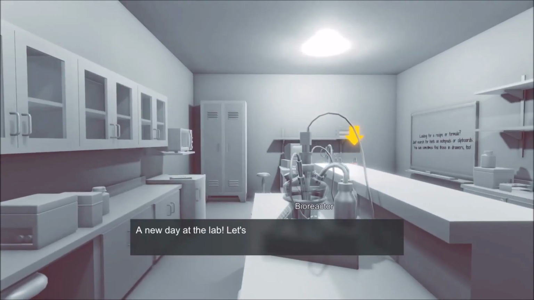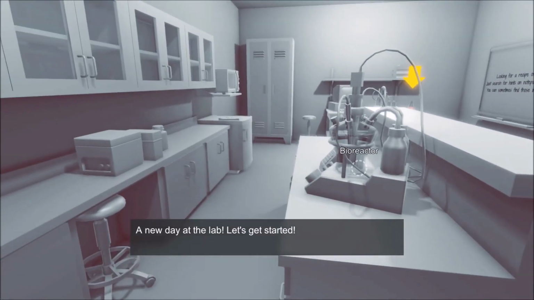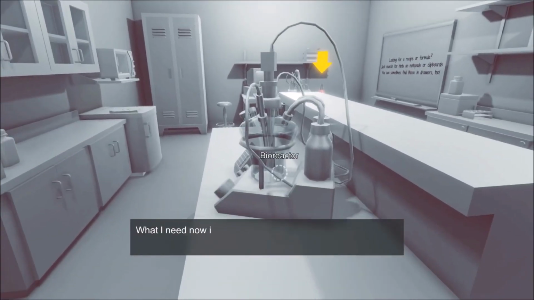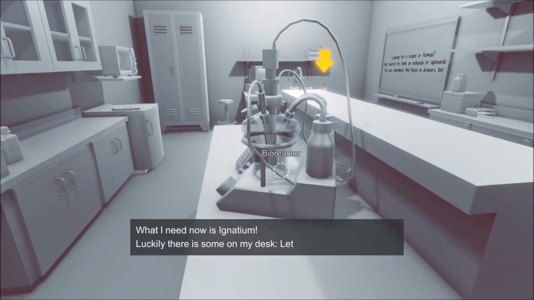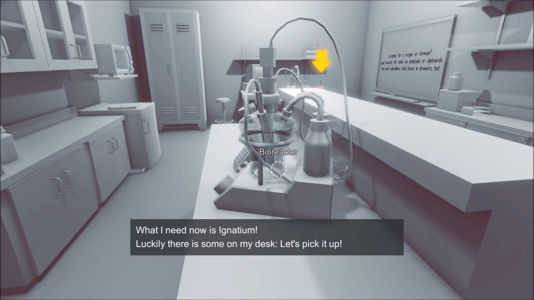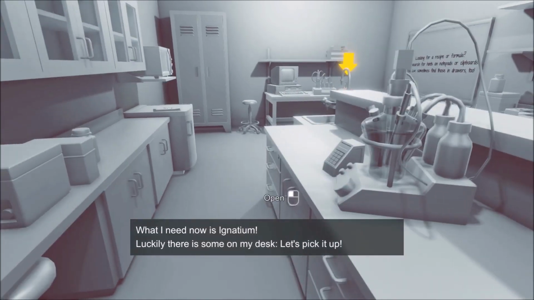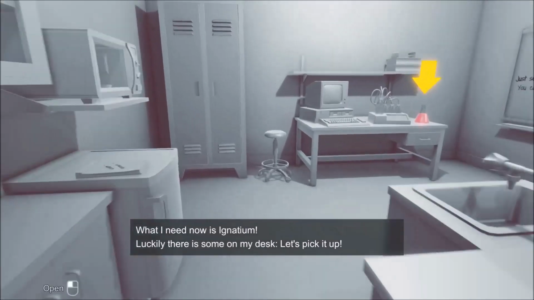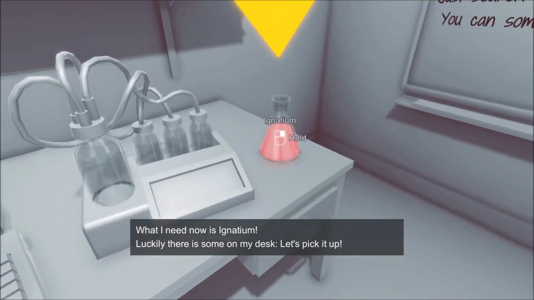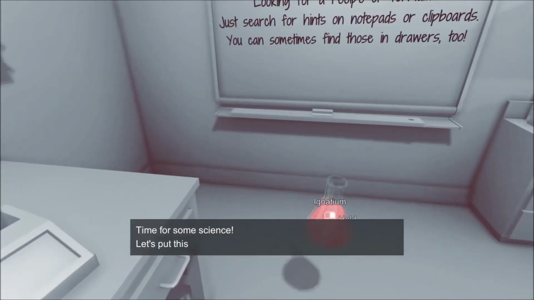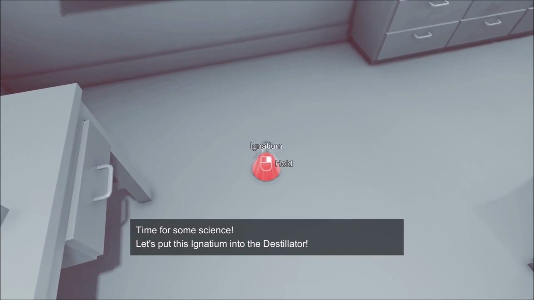So let's... Okay. A new day at the lab. Let's get started. What I need now is Ignatium. Well, that's not a real thing, is it? Luckily, there is some on my desk. Let's pick it up. All right. Oh, okay. Time for some science.